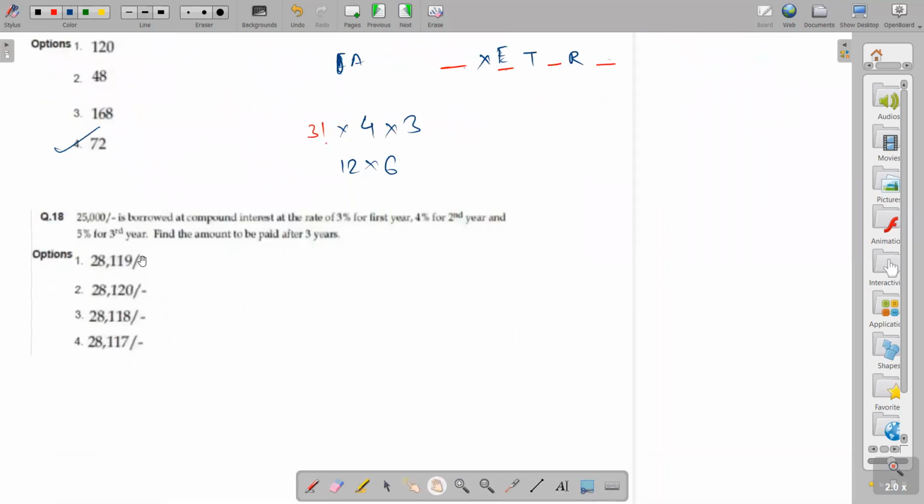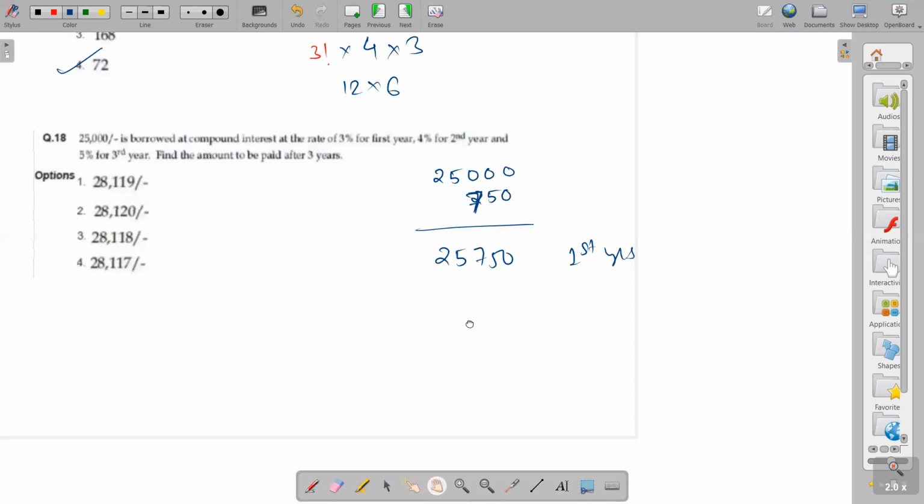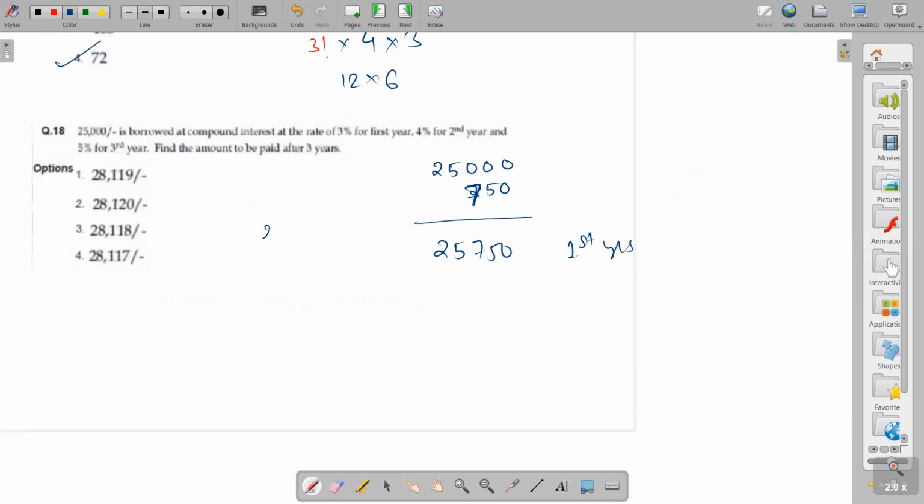Next question. 25,000 is borrowed at compound interest, for the first year at the rate of 3%. 1% of 25,000 will be 250. So 3% will be 250 into 3, 750. Okay, 25750. This is first year. Second year is 4%. Again, 1% is 257.5. 4% will be 4 5s are 20, 7 4s are 28, 28 and 30, 5 4s are 20, 23, 4 2s are 8, 9, 10. So 1030 will be increased.